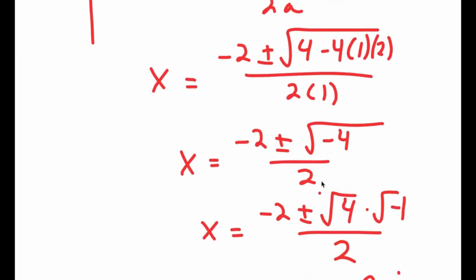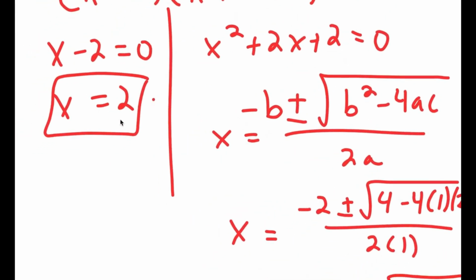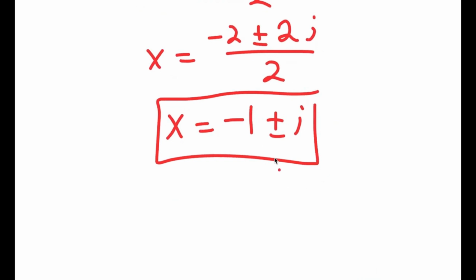So my three solutions to the equation are x equals 2, x is equal to -1 plus i, and x is equal to -1 minus i.